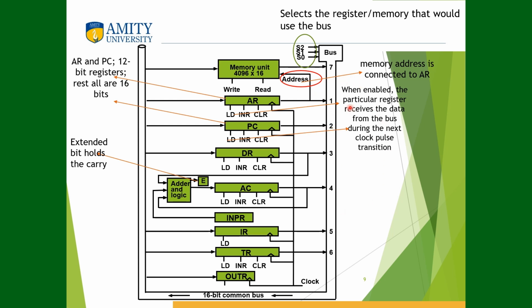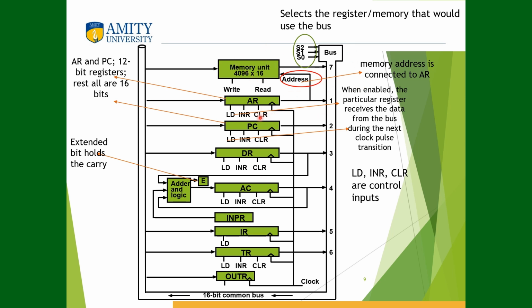As we can see, we do not have the 0th part. The selection 000 indicates that none of them are being loaded onto the bus. That means none of the registers are using the bus. So at the 0th selection, none of the registers will be using the bus.